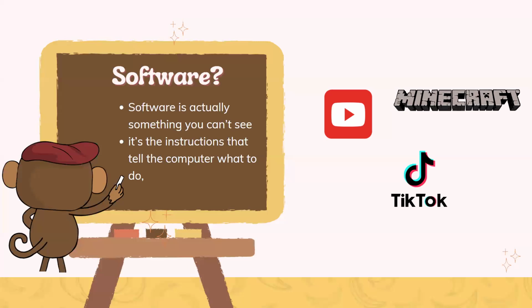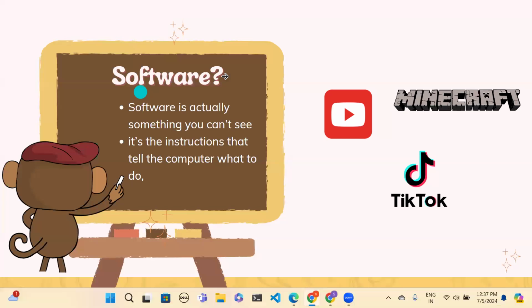Now moving to the next slide. Software is the opposite of hardware. Software is something you can't see, can't feel, can't touch. It's the instructions that tell the computer what to do. Examples are YouTube and Minecraft. We can't feel what YouTube is; those are software that we can't touch and can't feel.